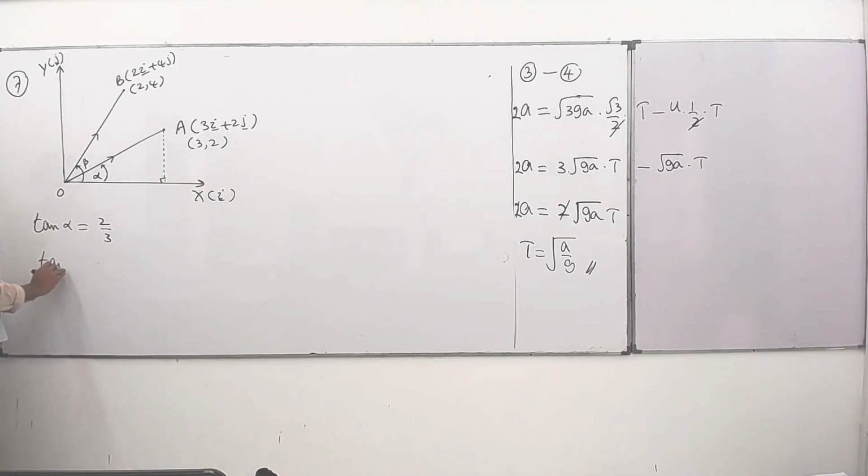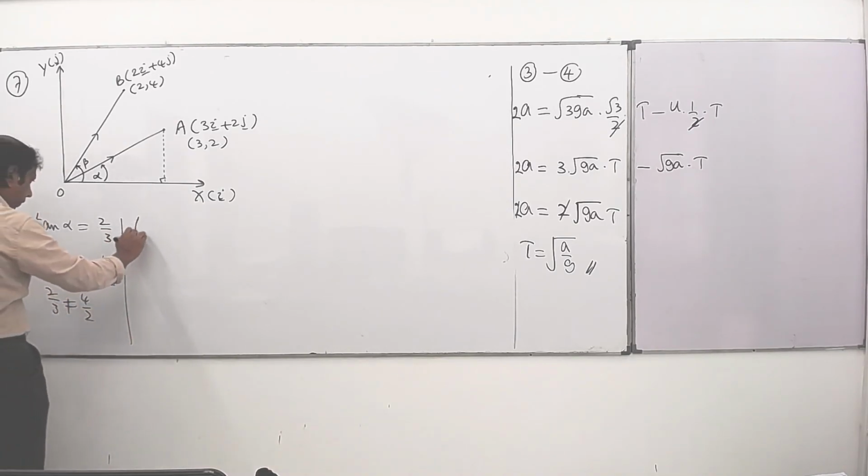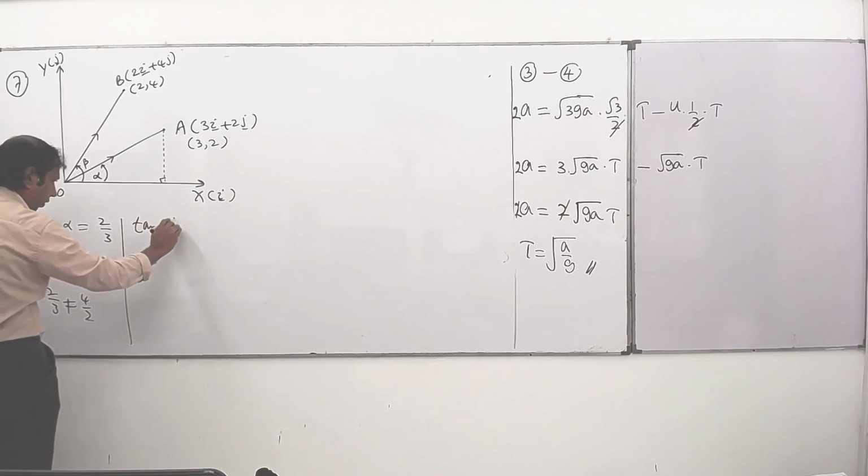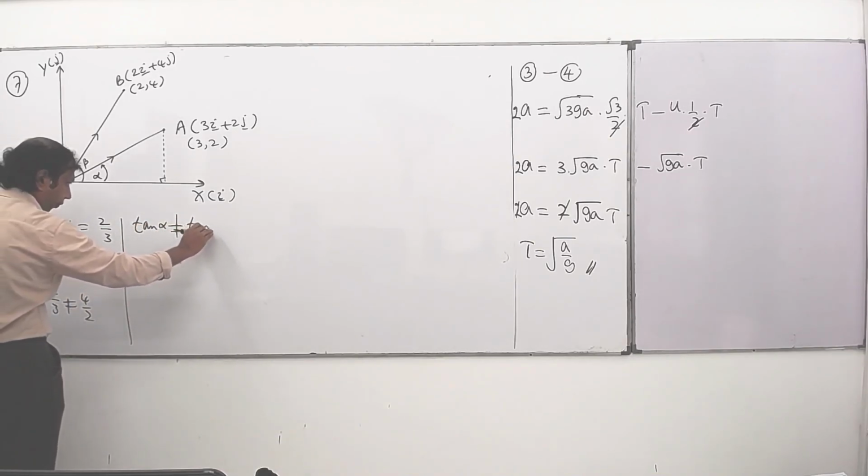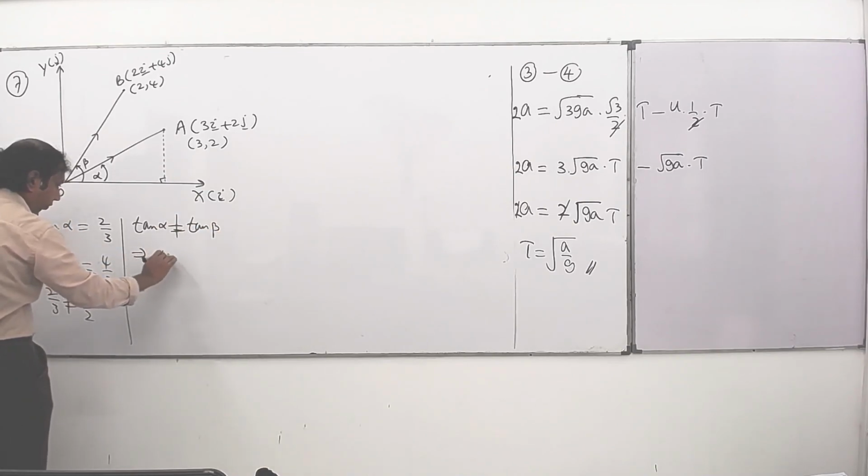Tan beta, here, is 4 divided by 2. You can see, people, this ratio 2/3 is about 0.6, and this is 2. They are not equal. 2/3 is not equal to 4 by 2. Therefore, you can write tan alpha not equal to tan beta. This gives alpha not equal to beta.